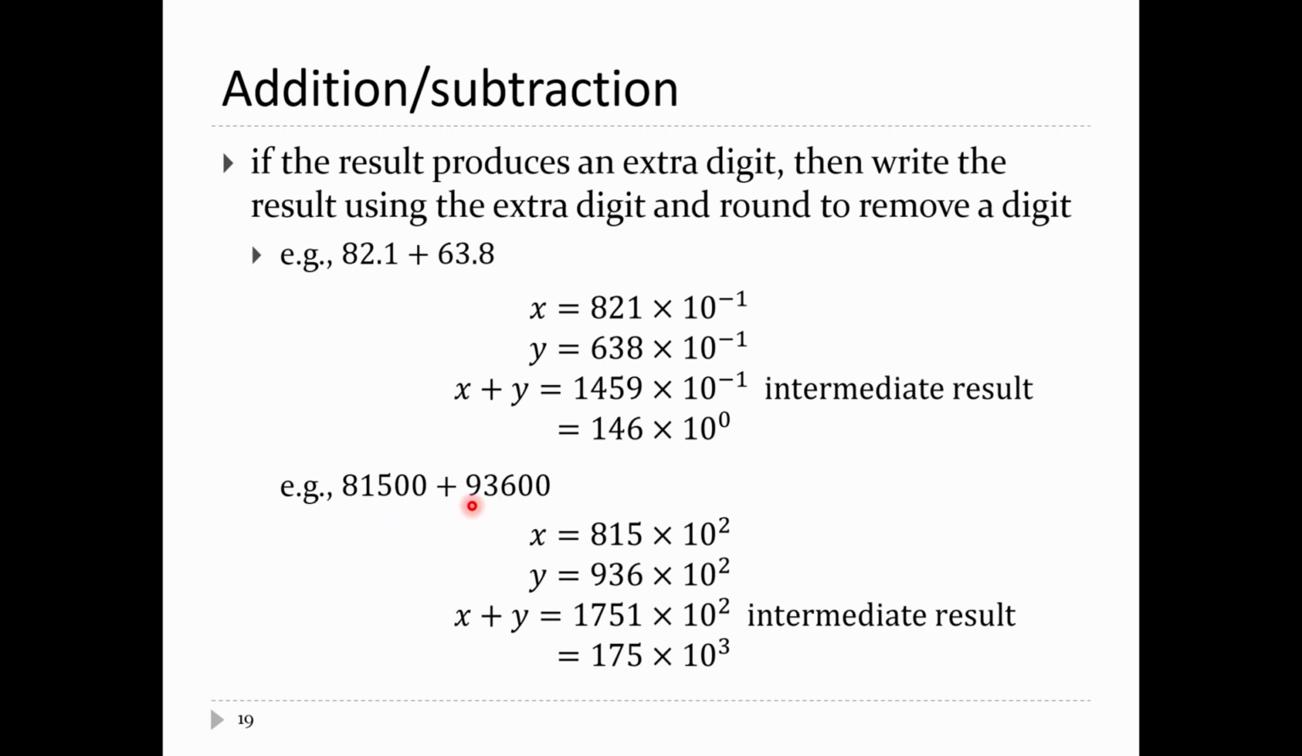Another example here. Write both numbers out in our floating point format. Compute the sum, and there are too many digits. Round to the nearest digit here, so this becomes 175 times 10 to the 3. The exponent goes up by 1 in this case. So if you ever compute a value and there are too many digits in it, we're going to end up rounding that intermediate value and only keeping the three digits.